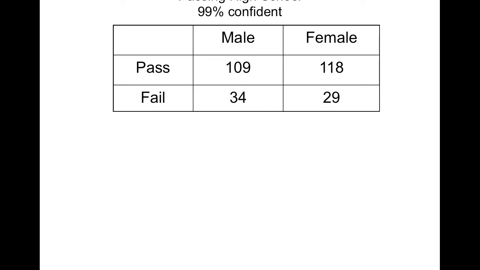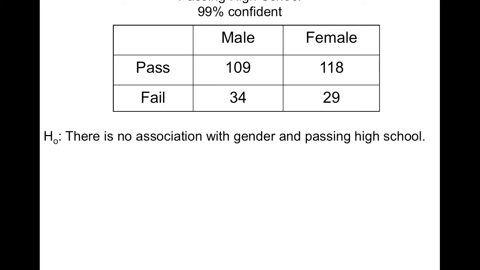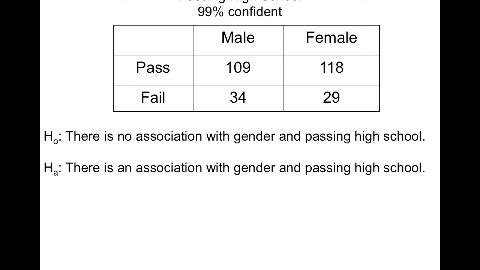So for our null, it should start out, there is no association. There is no association with gender and passing high school. That's simple. I don't need you to get into great detail about the two variables. Now, if the null says there is no association, that means the alternative is going to be opposite. The opposite is going to read, there is an association with gender and passing high school.